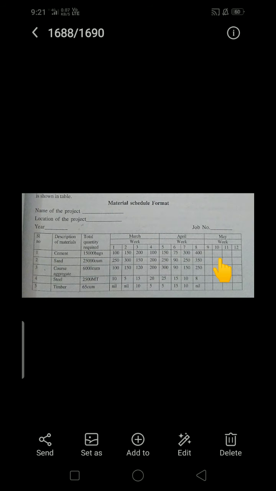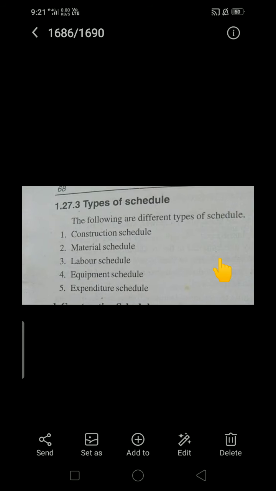It is very important. If you are not going to do this, there may be a chance of overflow of the cost. Because of non-availability of material at the right time or right day, there may be a chance of increasing construction cost. So initially we need to plan this material schedule format. Next, coming to the labor schedule.